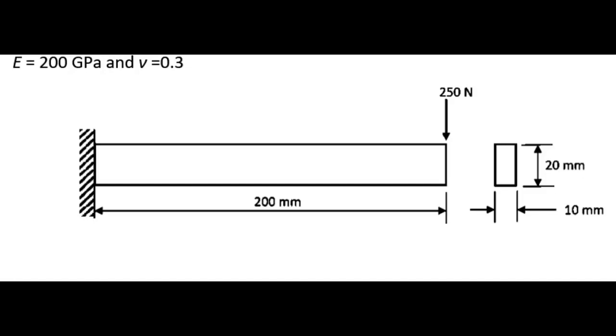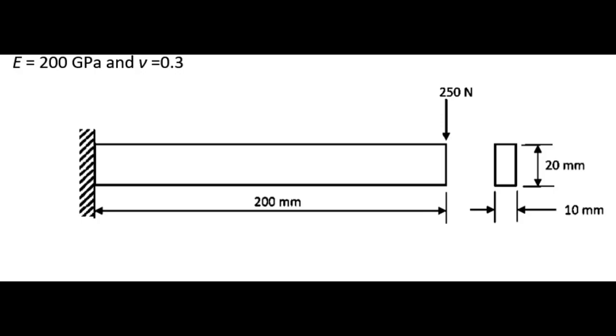Here I am demonstrating how to solve this particular problem using ANSYS APDL. This is a cantilever beam which is fixed at one end and we are applying a load of 250 Newton at the other end. Here I will be demonstrating the same problem using a 1D element as well as a 3D solid element.